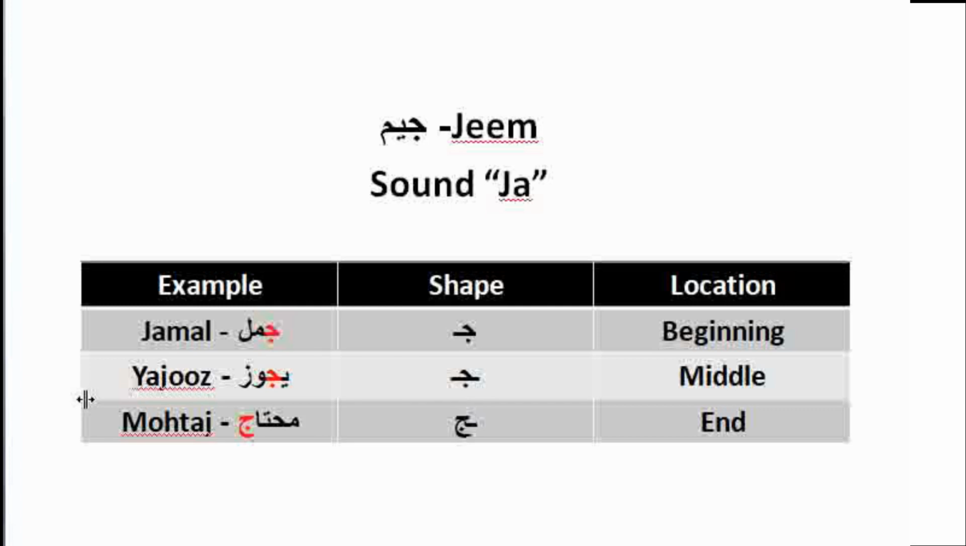Yajuz, which means it's allowed. It's basically like halal. And at the end, it looks like this. An example is Muhtaj. This is referring to someone who is poor, who needs money, someone who is in need. Muhtaj.